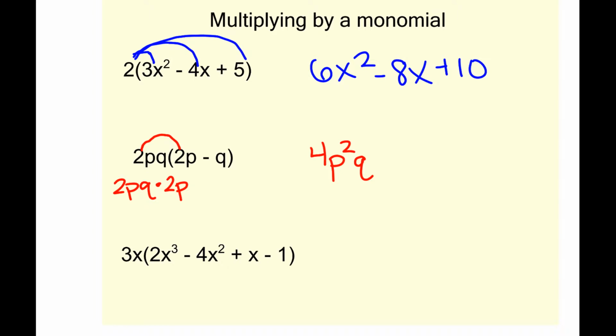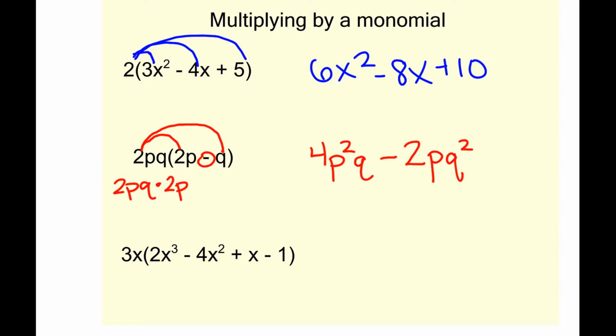Then I'm also going to multiply the 2pq times the q. Now make sure that you remember that that's a negative. So I'm going to put minus 2p, and then the q is going to be multiplied by the other q because they are the same base. So I'd end up with q squared. And that would be my final answer.